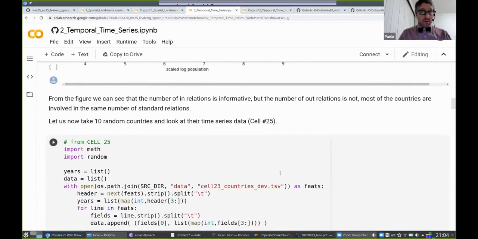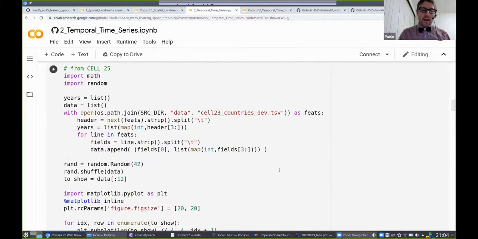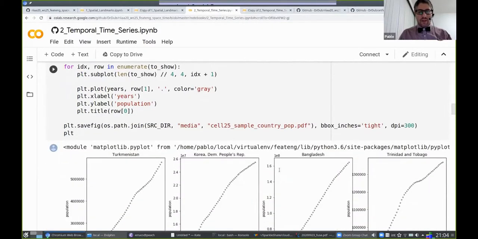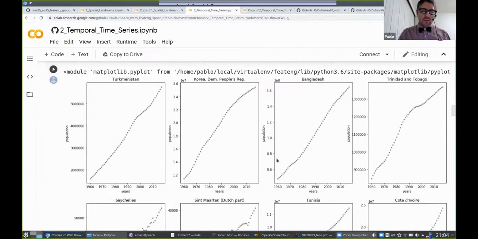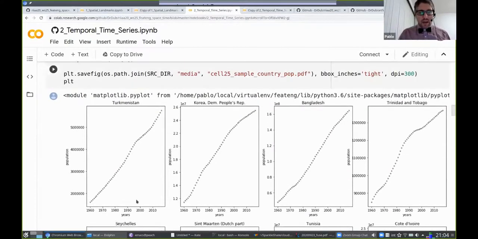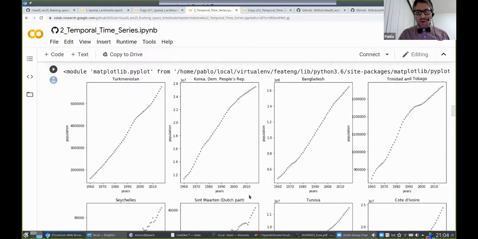So these are the two features we will be using to predict the population of a country. And so here's a little bit of EDA for the different countries. Take some countries at random. And you can see that most countries kind of go up. Sometimes have some years where the population grows a little more.